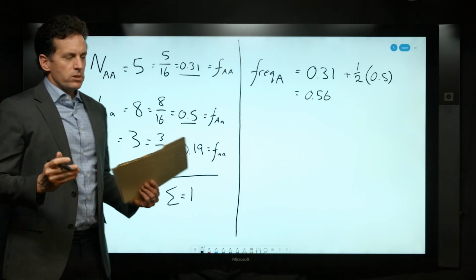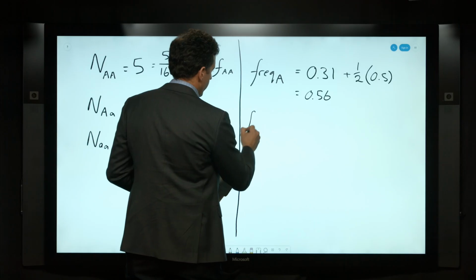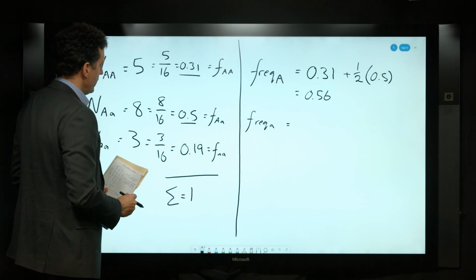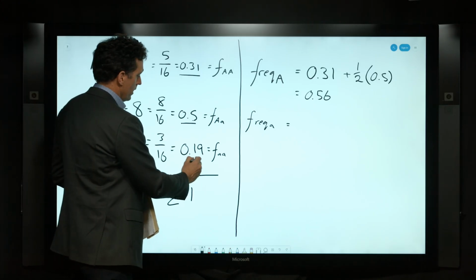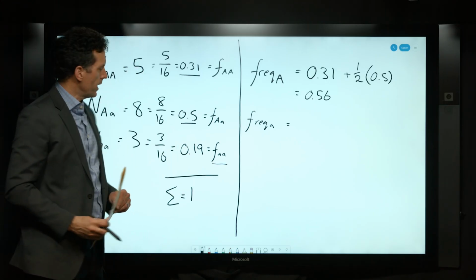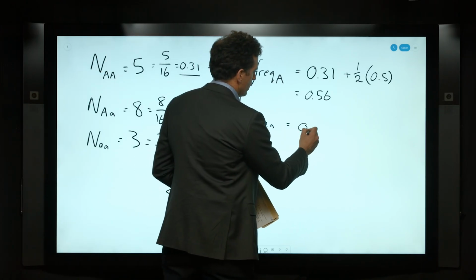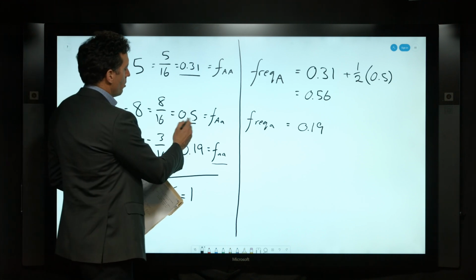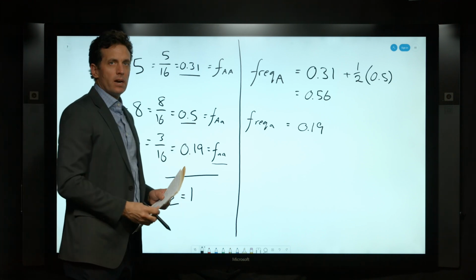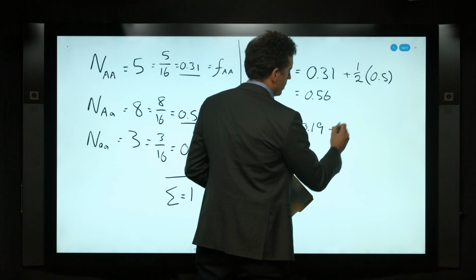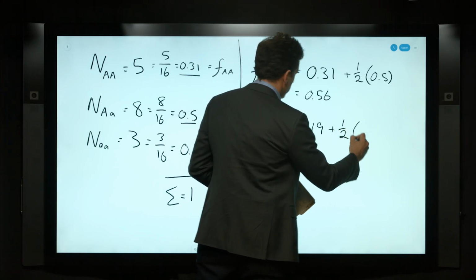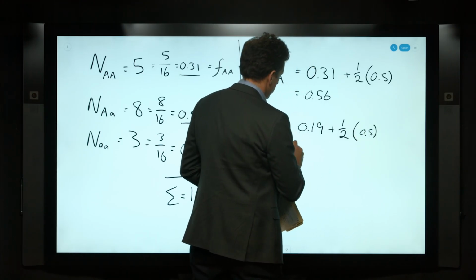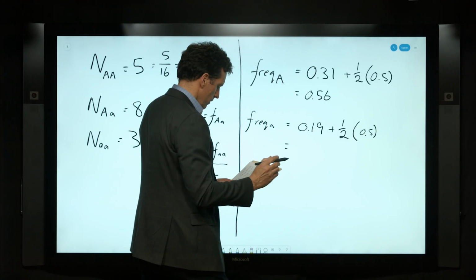Now we want to ask, well, what's the frequency of the little a allele? So let's determine that, and we can write that here. We can see that the little a allele appears in the little a homozygotes, and it occurs with a frequency of 0.19. But it also occurs in the heterozygotes, but only half of the alleles in the heterozygotes are the little a allele, and so we want half times the frequency of the heterozygote again, which is 0.5, and that is now equal to 0.44.